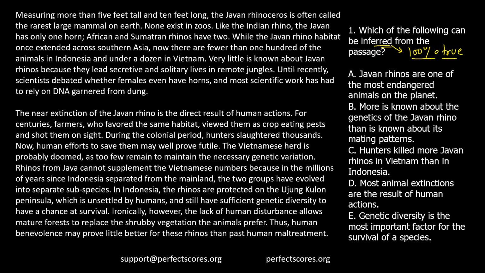First of all, A: these JRs are one of the most endangered animals on the planet. We know they're endangered, but are they one of the most endangered animals on the planet? Do you have evidence for that? No. It is called the rarest large mammal on Earth, near extinction. But it's not one of the most endangered animals, according to the passage, right? Yeah. So A is eliminated. Also, they have mentioned that in Indonesia, their survival is still better. Yes. So definitely A is crossed out.